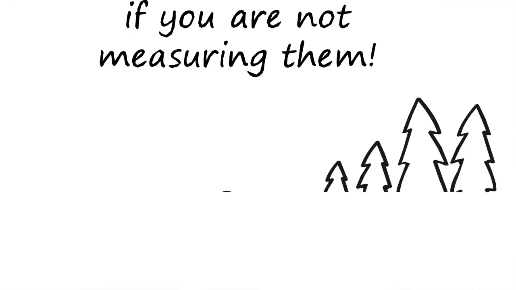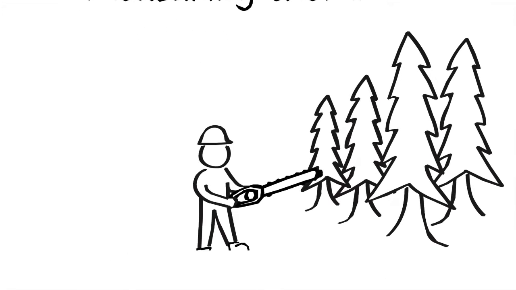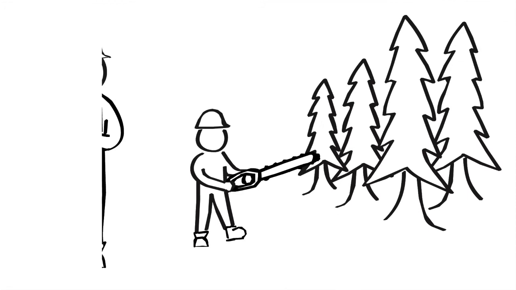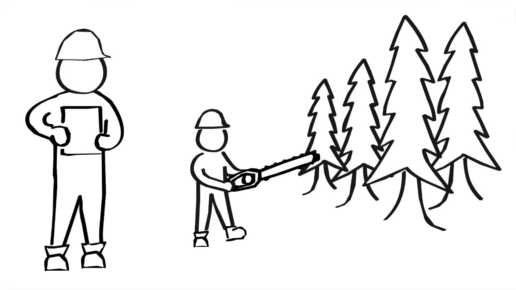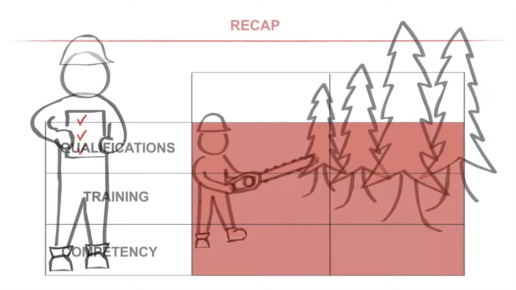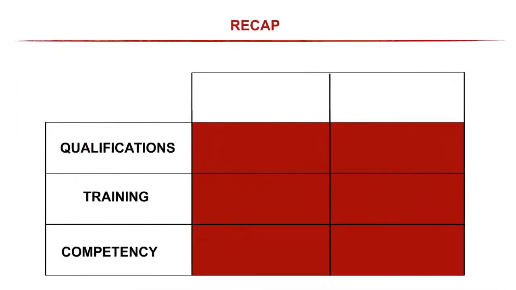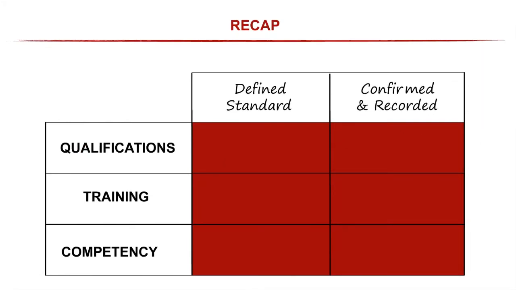Competency assessment is where workers are observed or measured in some way to see if, with all their qualifications, training, and experience, they have arrived at a point where they can demonstrate they're competent. That is, they're up to doing the job to a particular standard. So to recap on qualifications, training, and competency, for each we need to see that it's defined and it's confirmed and recorded for each worker.